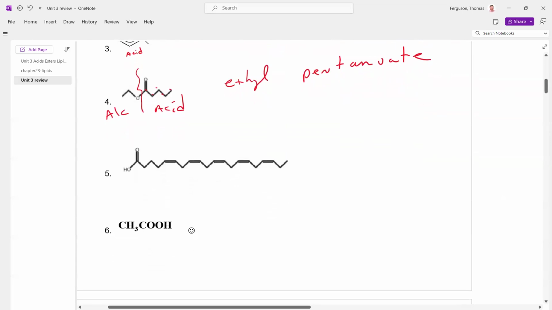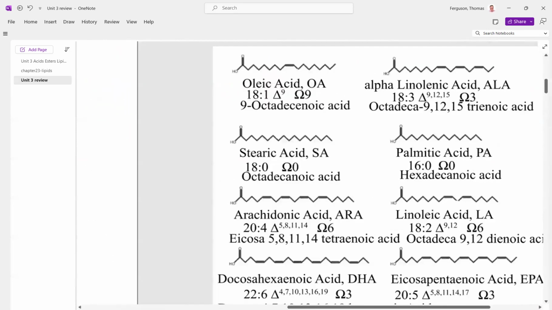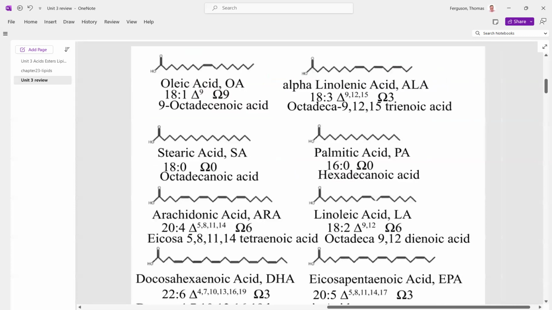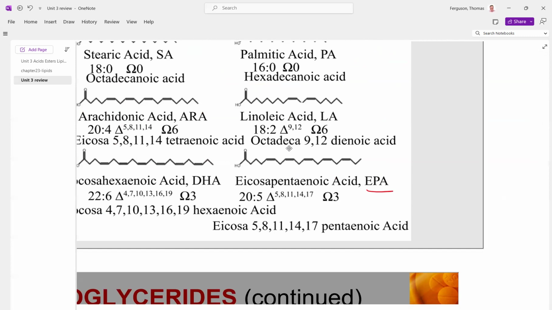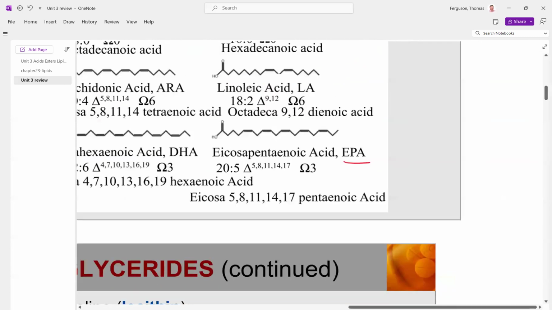Okay, this is a fatty acid. 1, 2, 3, 4, 5, 6, 7, 8, 9, 10, 11, 12, 13, 14, 15, 16, 17, 18, 19, 20. And it's got 1, 2, 3, 4, 5. So there's two ways to name this. The common name is going to be EPA, or eicosapentaenoic acid. The IUPAC name would be this guy down here.